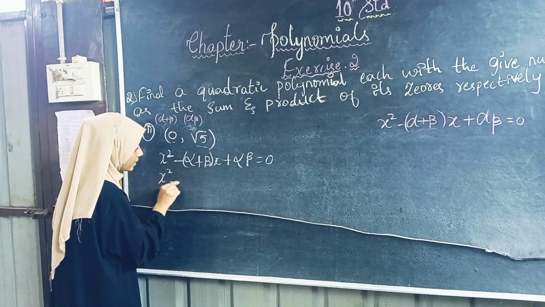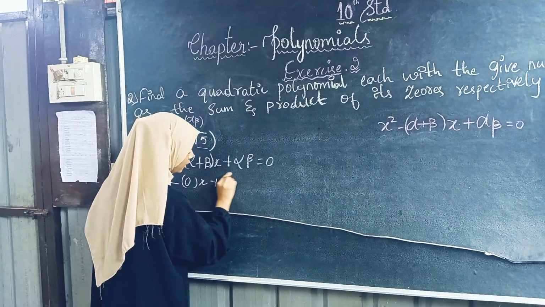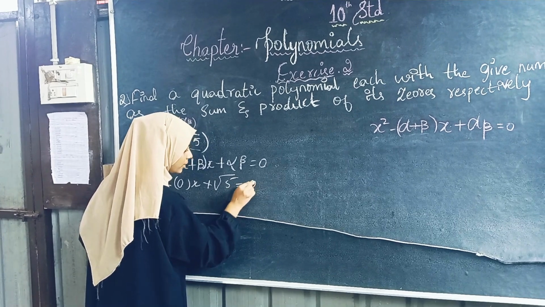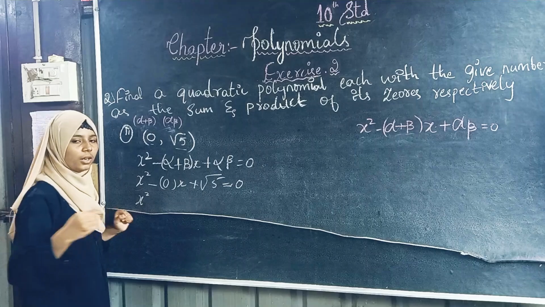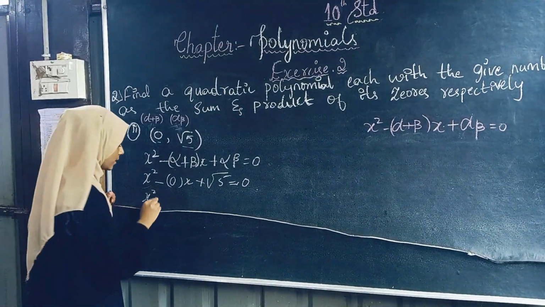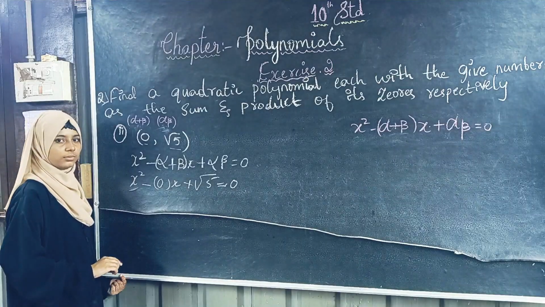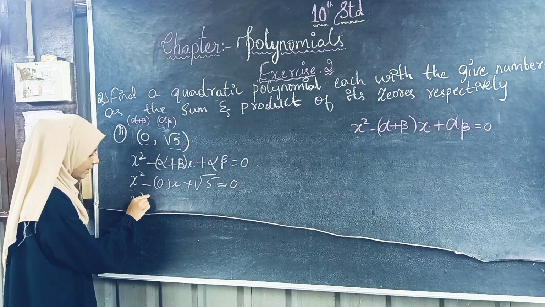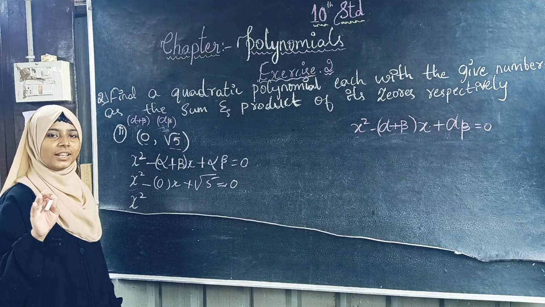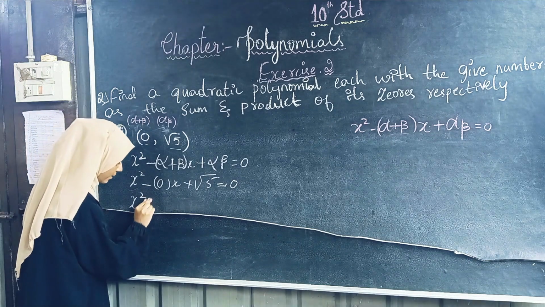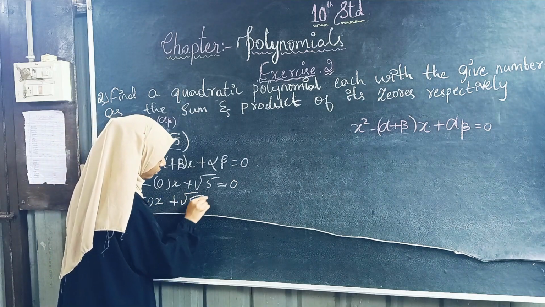x square as it is, minus alpha plus beta, which is 0, x plus alpha beta, which is root 5, is equal to 0. Now x square as it is, and anything we multiply with 0, we will get 0 only. So 0 as it is, minus 0 x plus root 5 is equal to 0.